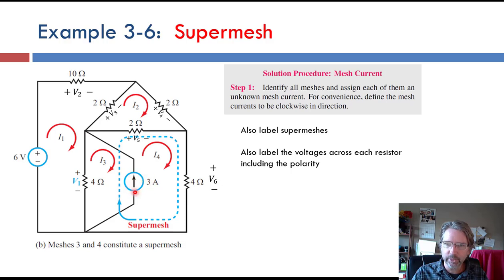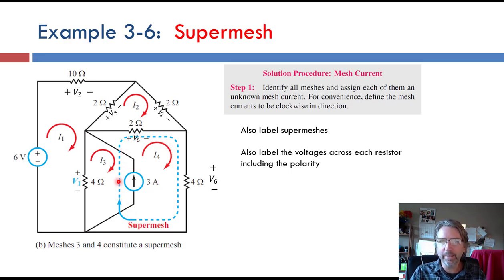So whenever you see a current source like this, you have to say, is it all by itself? Does it only touch one mesh current? And if it does, then your life got easier. Here, this 3 amp current source is between the I4 mesh and the I3 mesh. So we need to add a supermesh that avoids this. So a combination of I3 and I4 that doesn't go through their shared branch. So that's the dashed line here going clockwise.